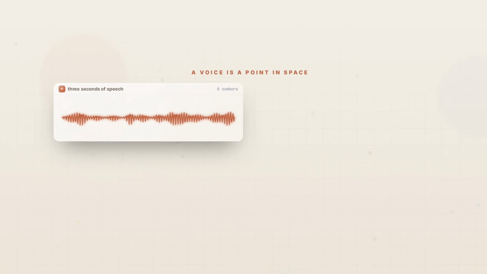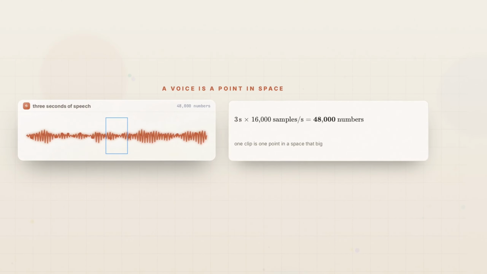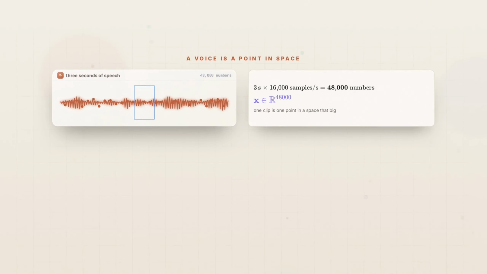Here are 3 seconds of somebody talking. To you, that's a voice. To a machine, it's measurement. Air pressure reads 16,000 times a second. 3 seconds, that's 48,000 numbers. Line them up in order and watch the whole clip collapse into a single point.